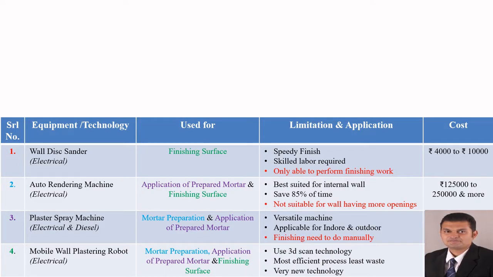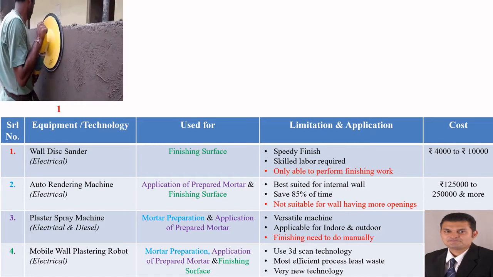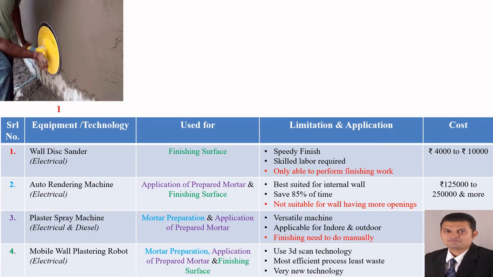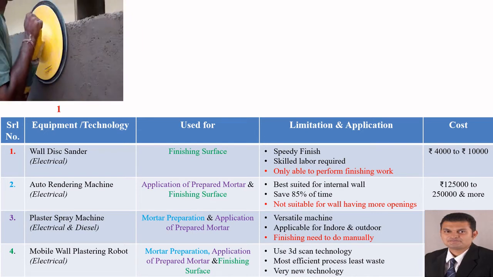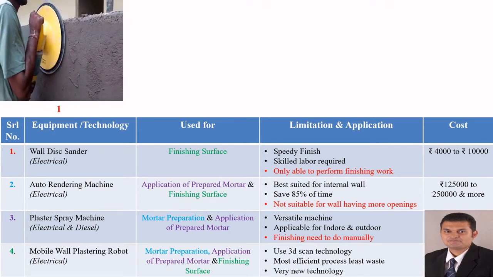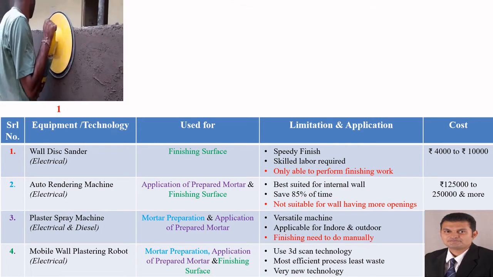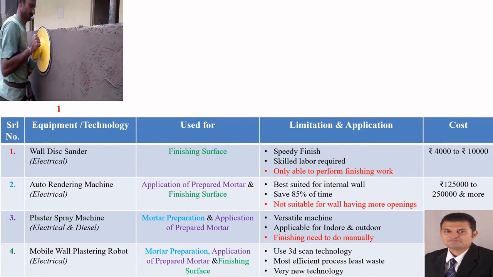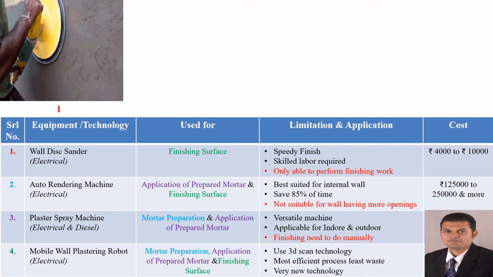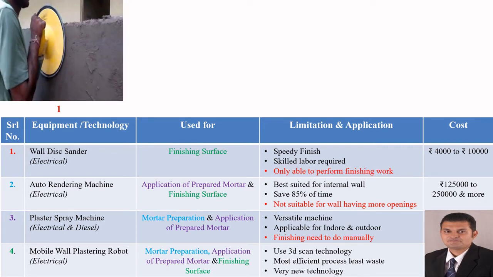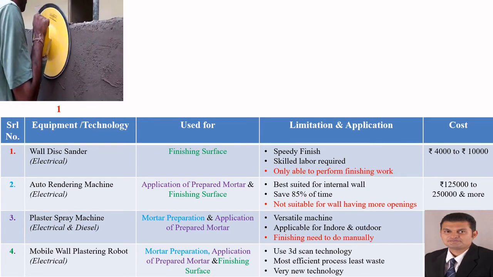Now let's compare the various equipment and technology to understand the concept in much more depth and to know which kind of equipment I'm going to use in which kind of project. The first is the wall disc sander. Basically it is used for finishing surfaces. By using it, you are able to do the work in a very speedy way. The only concern is that you require skilled labor for doing the same. You can use it for a small scale residential project like a compound wall or an internal wall, where you need to do finishing work, because the cost is approximately 4,000 to 10,000.